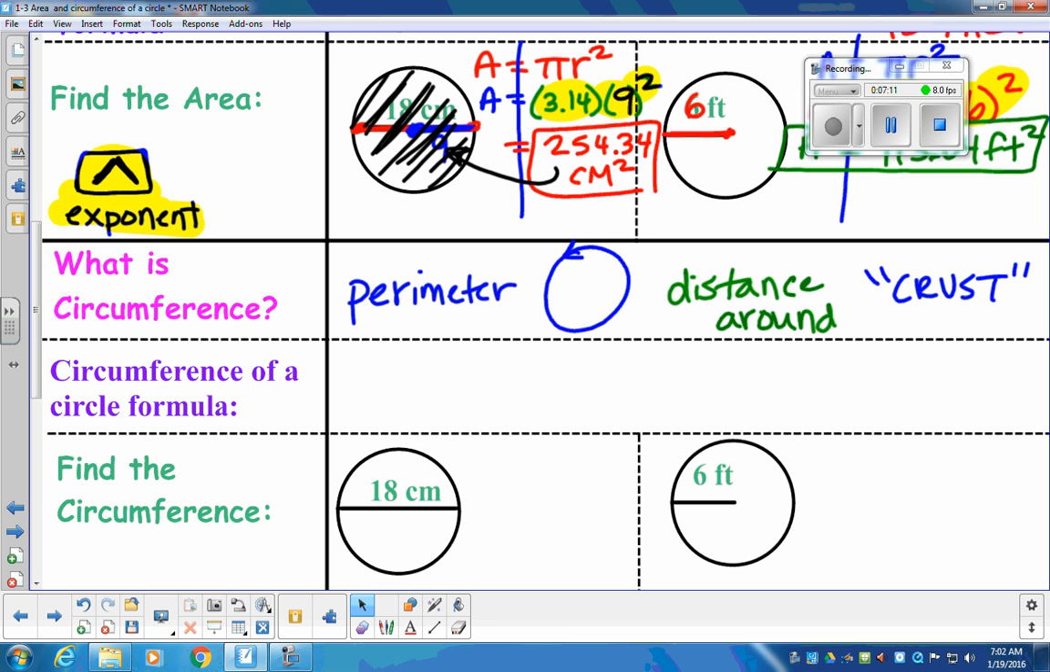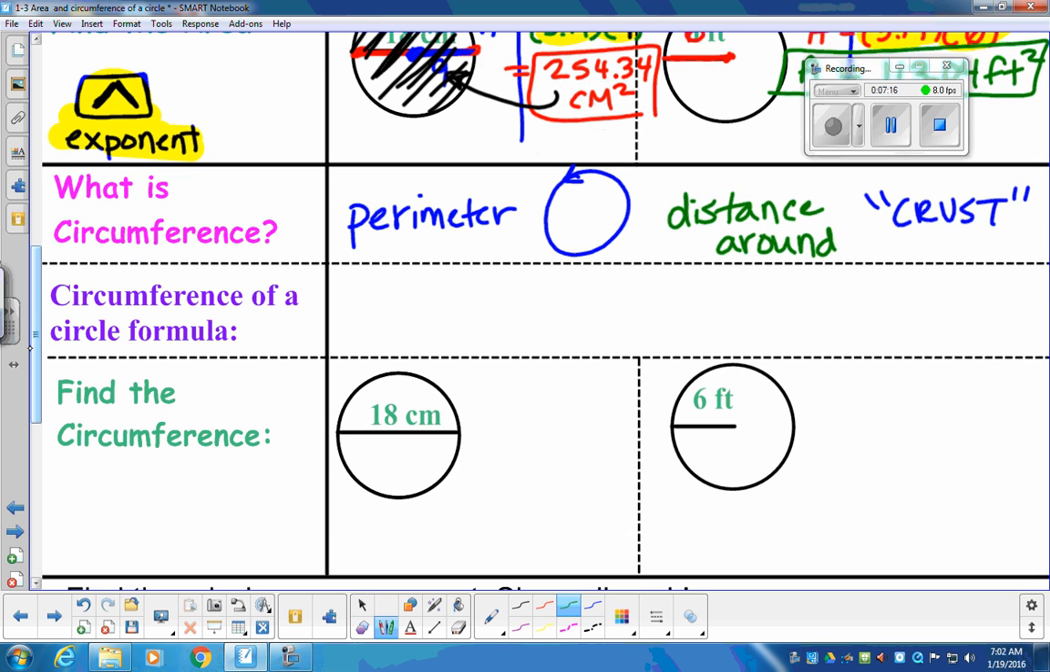So here's how it's going to work then. We're going to go back to our formula in the circle song that we learned. When I need a circumference, I'll just use pi d. When we say pi d, we really mean the operation of multiplication. So go ahead and write that down.